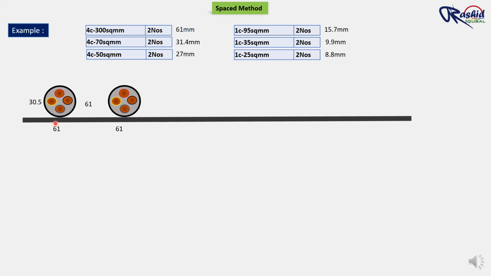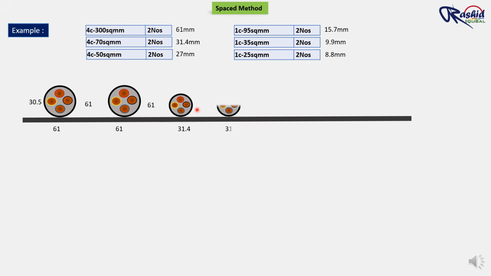Now we have 2 numbers of 4 core 70 square mm cable, each with a diameter of 31.4 mm. Since these will be placed next to the 300 square mm cable, we will maintain a 61 mm gap, because as per standard practice, the spacing between 2 cables should be equal to the larger cable diameter of the 2. And in this case, 61 mm is larger than 31.4 mm. So we will keep the gap between these 2 cables at 61 mm.